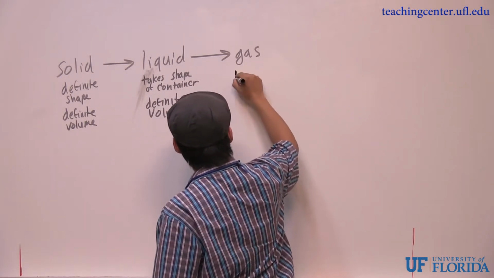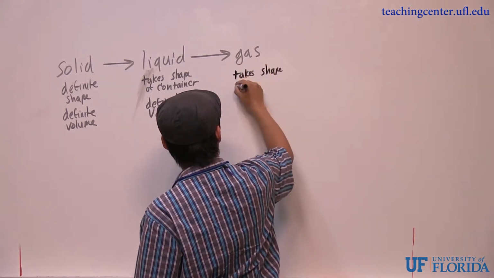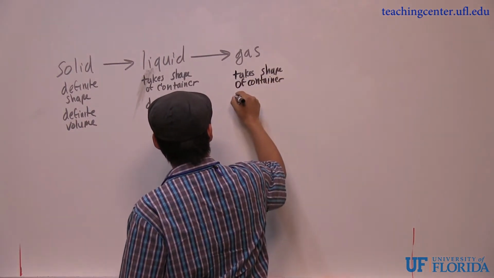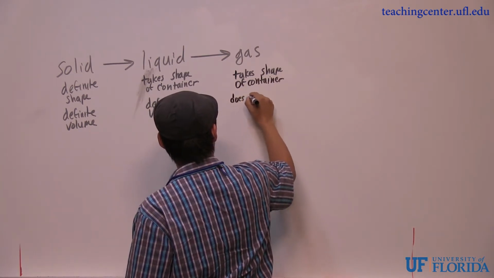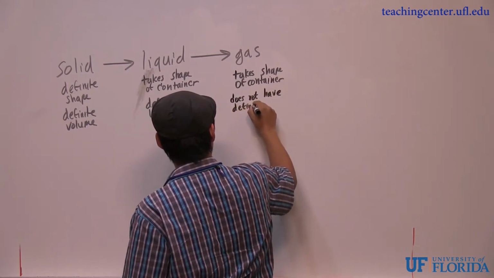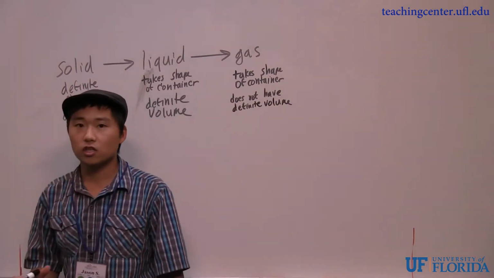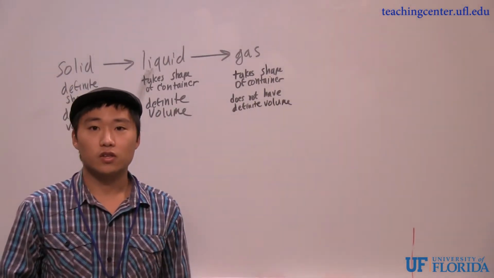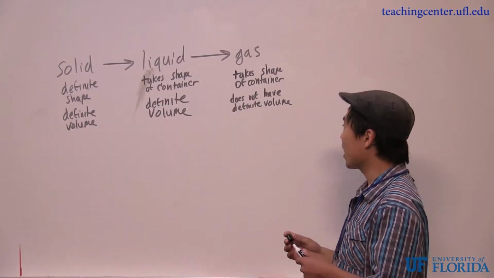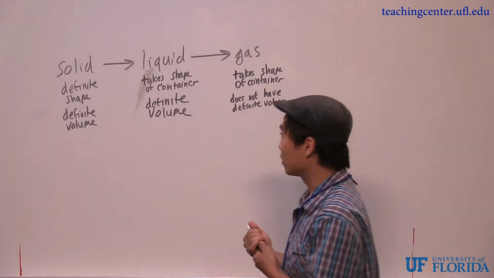And finally, we have gas, and it takes the shape of the container. And it also does not have definite volume. So that means that the volume of the gas changes depending on the situation. So that means that the volume of a gas is not constant. So with this in mind, the question says which one has definite shape and which one has definite volume. Well, the answer, of course, is solid.